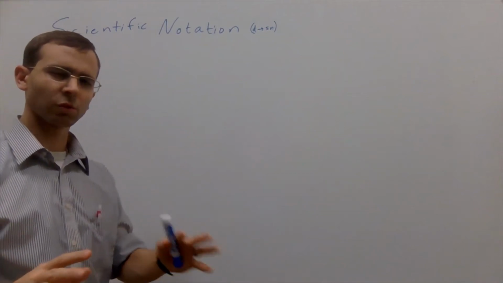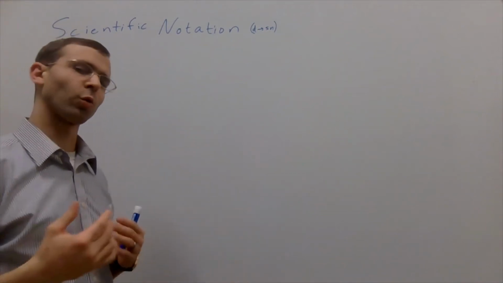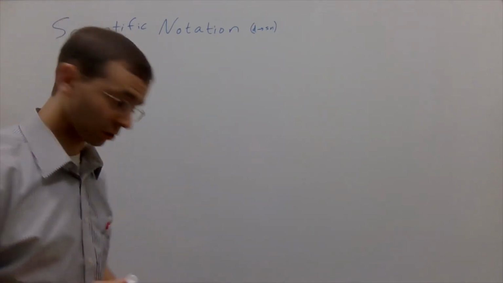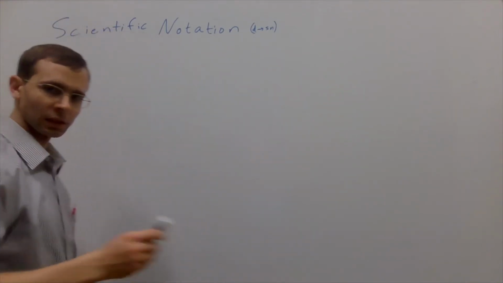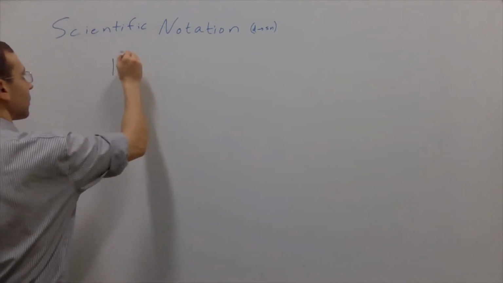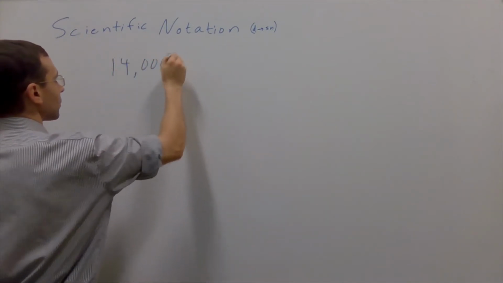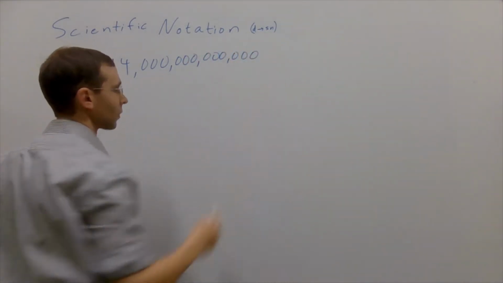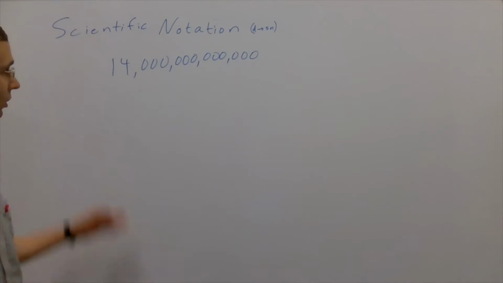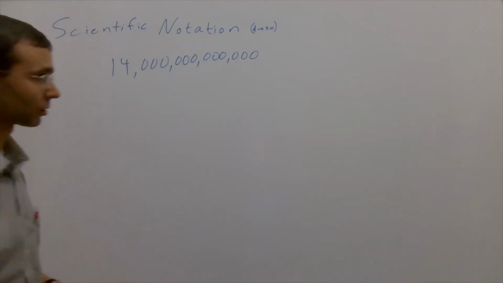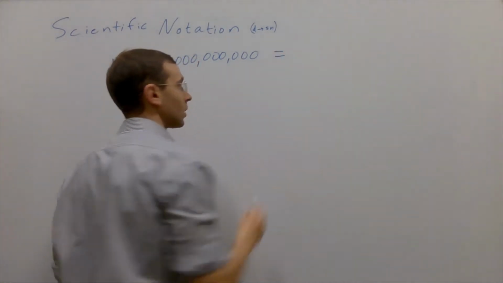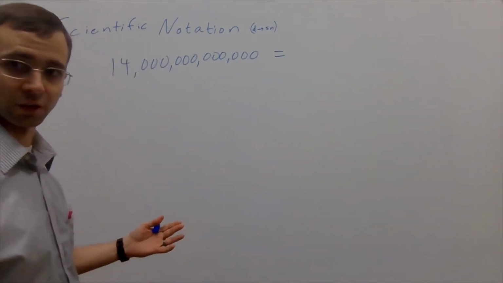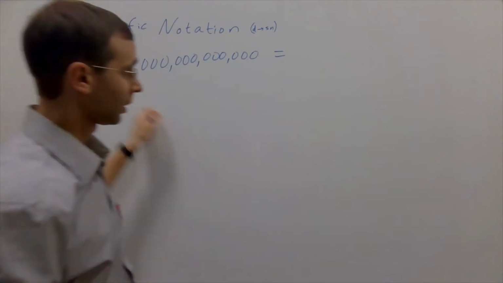So let's look at some more examples and talk about how we go from decimal form to scientific notation. Let's take that 14 trillion. So 14 trillion is 14 followed by 12 zeros. As per usual, when I put this in scientific notation, I'm going to take my significant figures, which are simply the 1 and the 4.